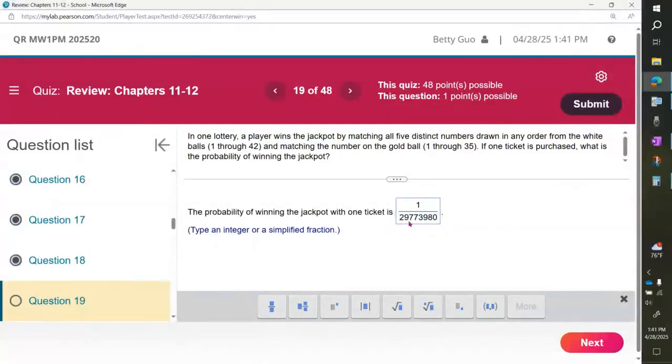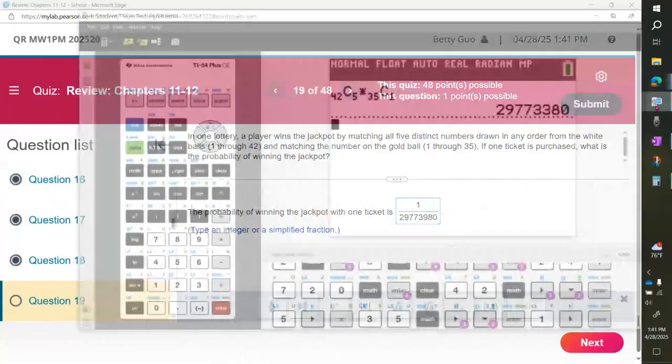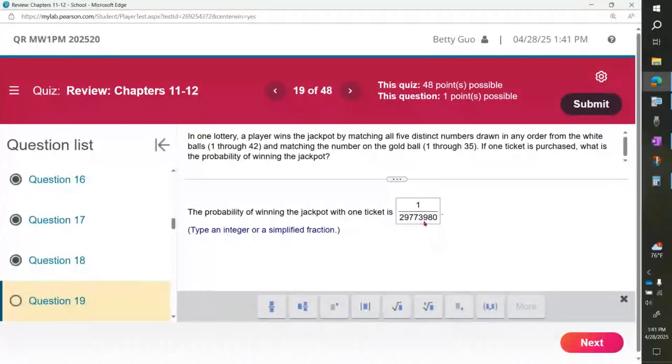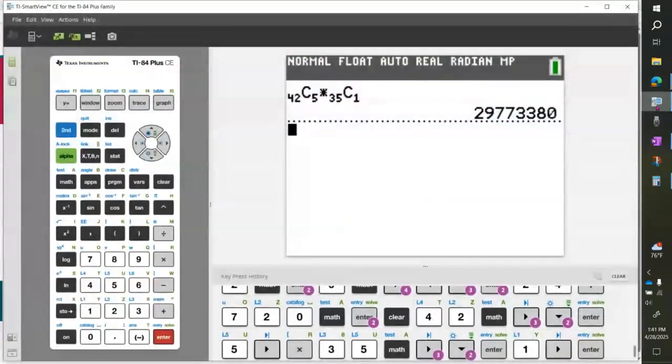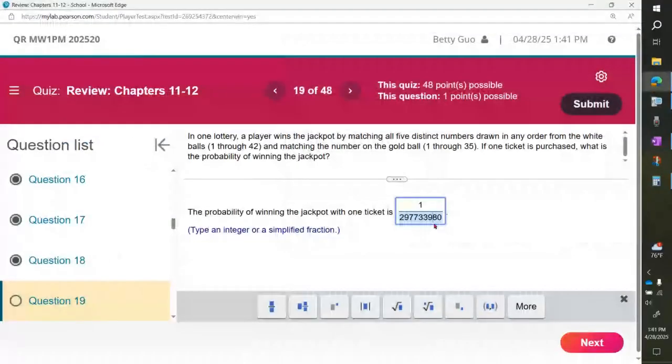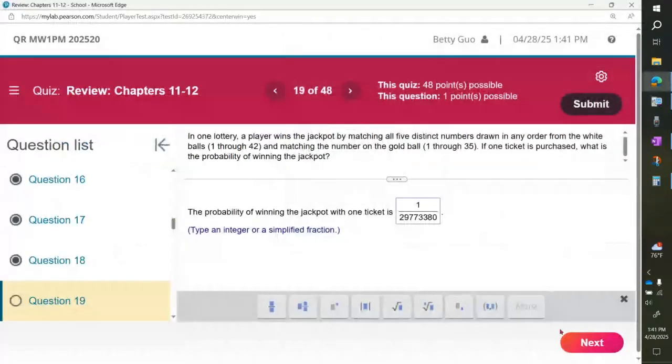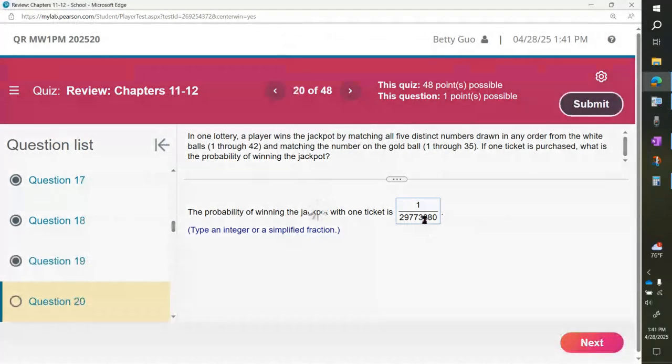Double check my entry. 29,773,3. Oh, missing is 3. So 29,773, 80. Okay, doesn't have this 9. Be very careful. 29,773,880. 29,773,380. Okay, very good. And that's question number 19.